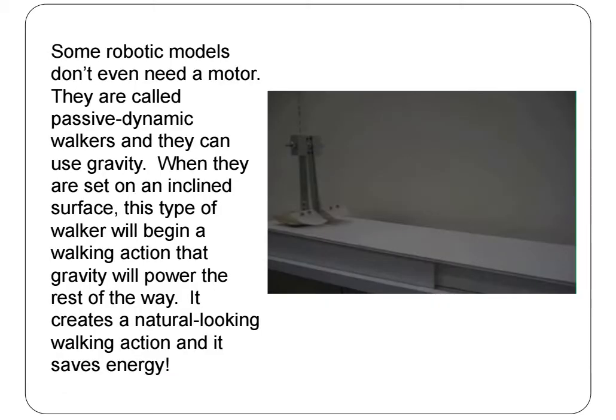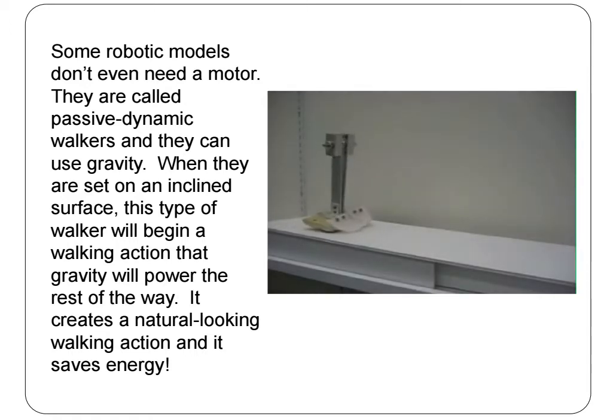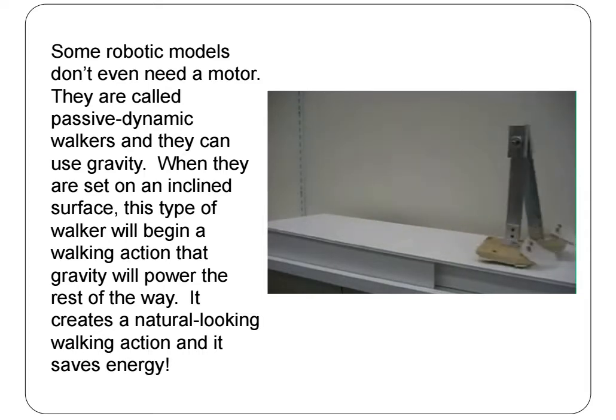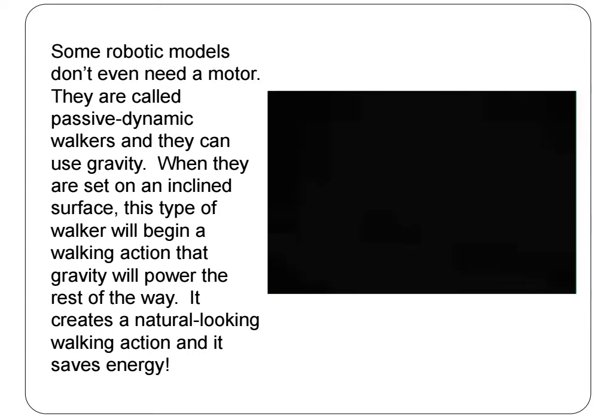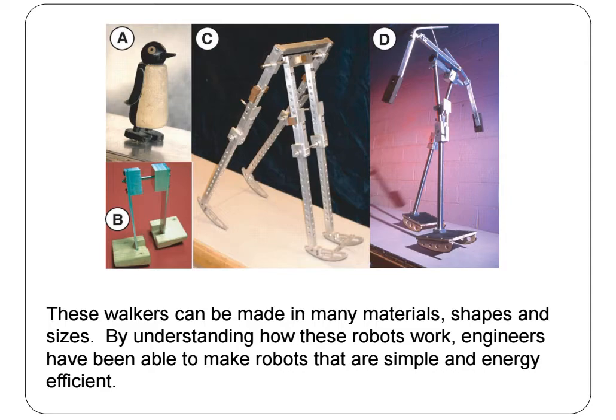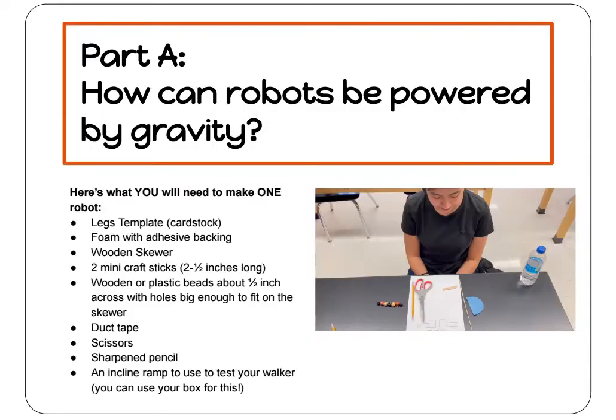Today, you will be building a robot called a passive dynamic walker that uses gravity to power it. When it is set on an inclined surface, this walker will begin moving down to the end of the ramp, with gravity powering it all the way. There are many ways to design these walkers, many materials, shapes, and sizes, and engineers have been able to make robots that are very simple and energy efficient by studying this design.